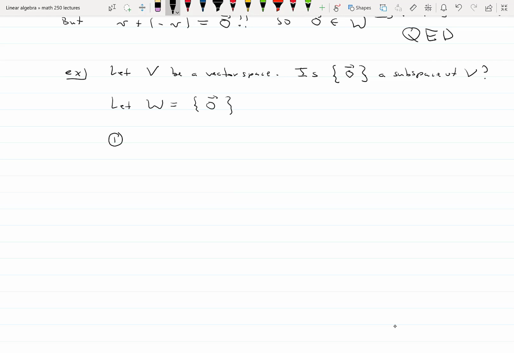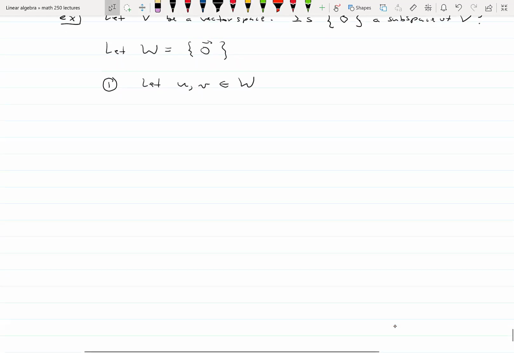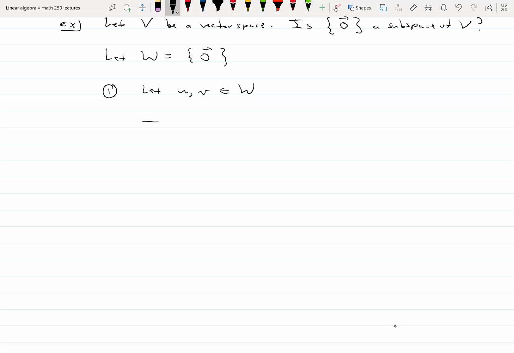One, let U and V be elements of W. Let U and V be in there. What does that imply? It implies that U had better be the zero vector and V had better be the zero vector. There's only one thing in there. Well, I need to show that when you add those two things up, you stay there. U plus V is 0 plus 0.